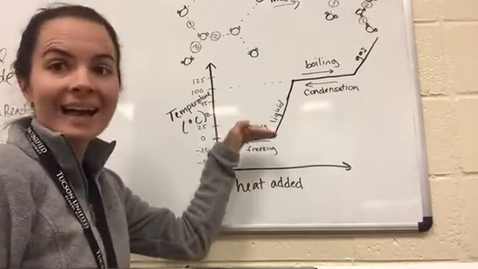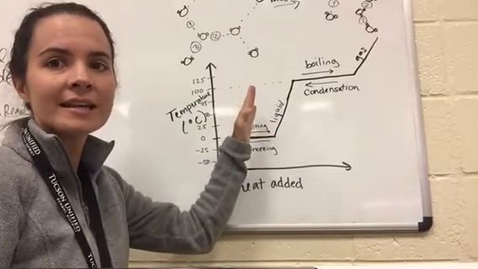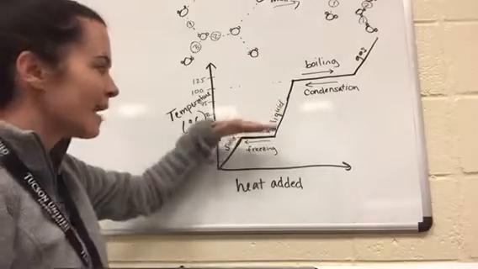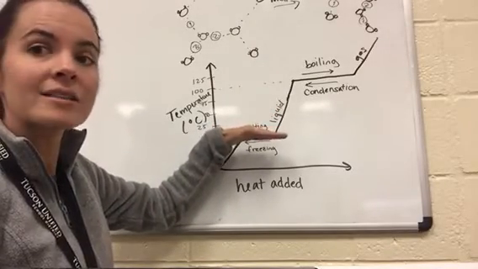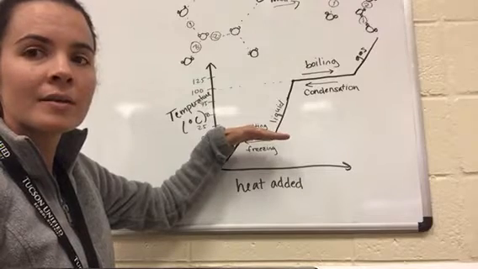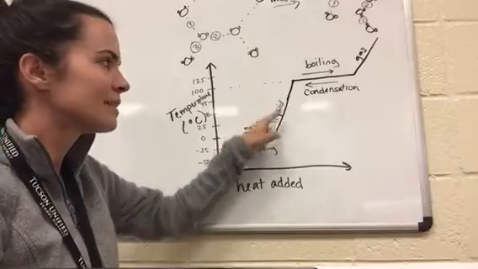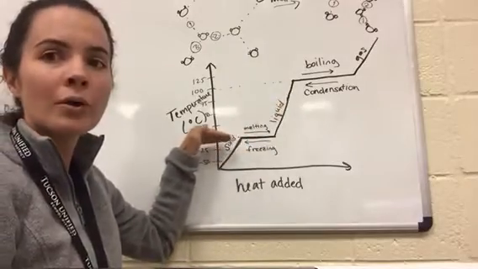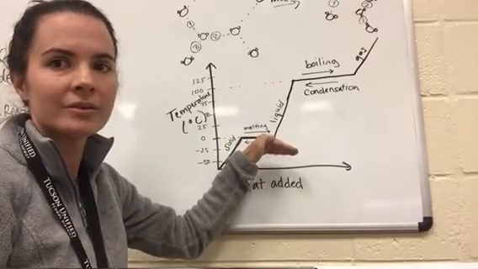Okay, question number 3. Why is this flat? Why is this flat instead of slanted? Okay, well, flat means there's no temperature change. Why is there no temperature change? Because the energy is not going to increase the temperature, it's going to break the bonds. Okay, so break the bonds between the molecules.